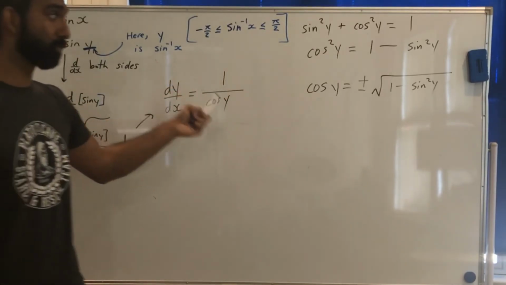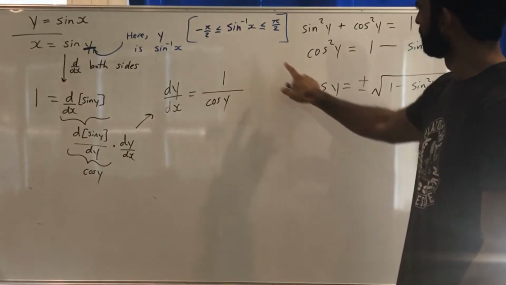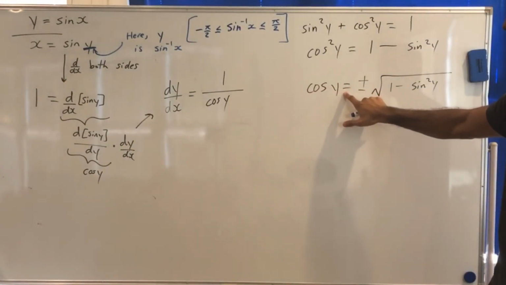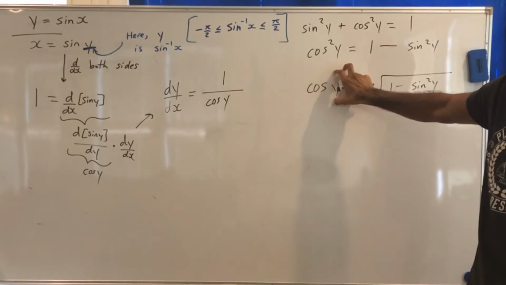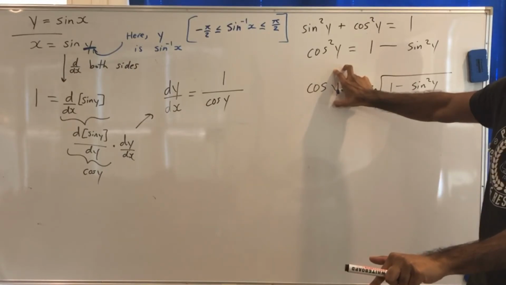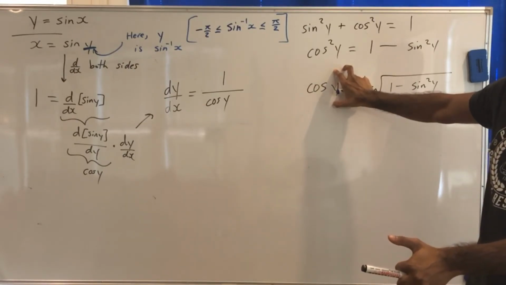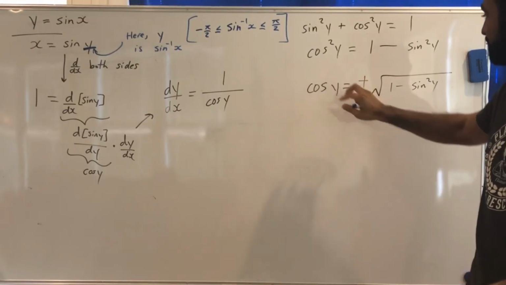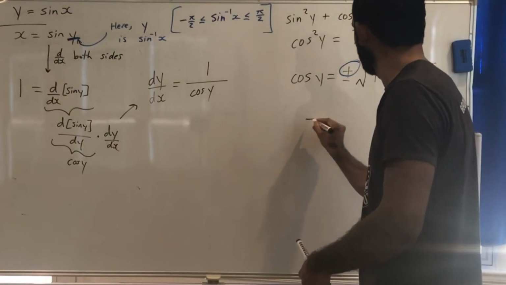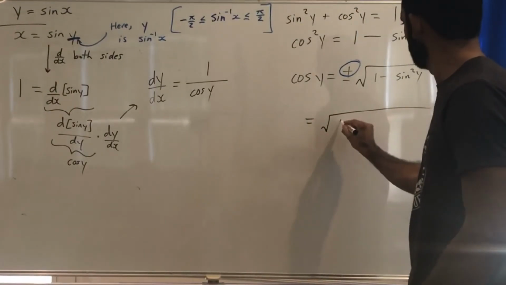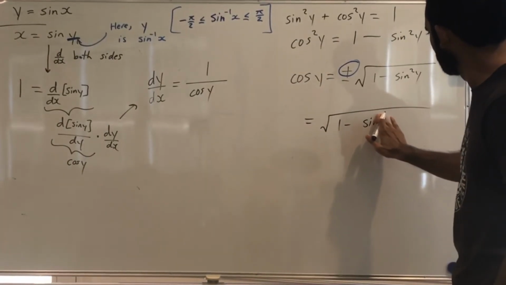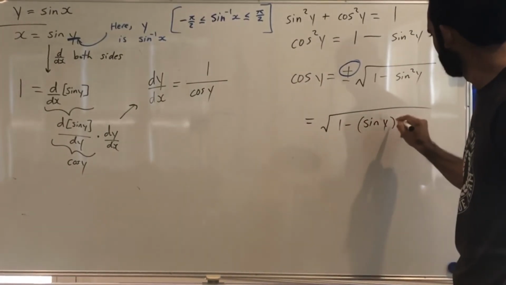Now, if I'm in quadrants 1 or 4, for inverse sine y, and I'm taking cosine of y, I'm always taking cosine of an angle that's in either quadrant 1 or quadrant 4. But what's cosine of anything in quadrant 1 and quadrant 4? It's always going to be positive. So I choose the positive root. So I have cosine y equals positive square root of 1 minus sine of y, and I'll just change this to the whole thing squared.